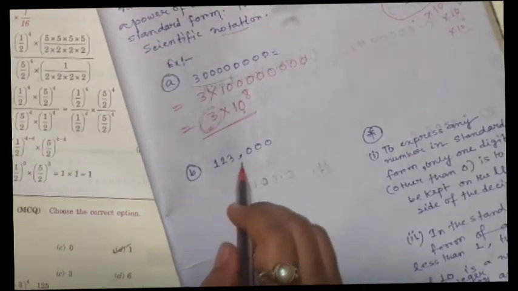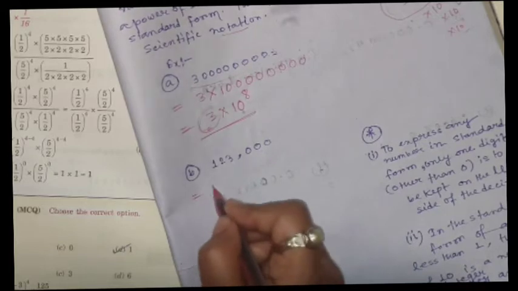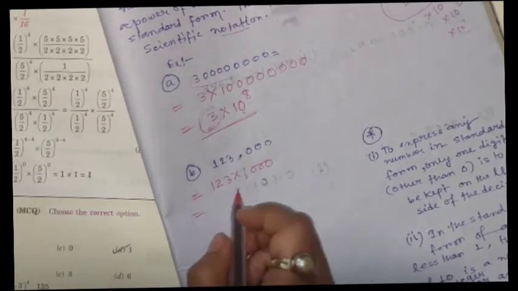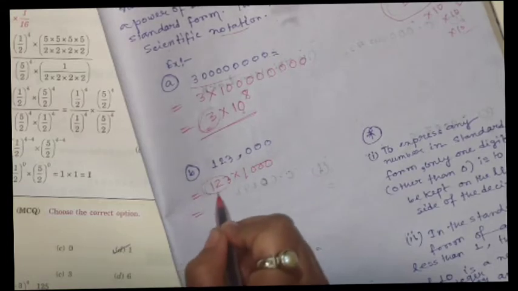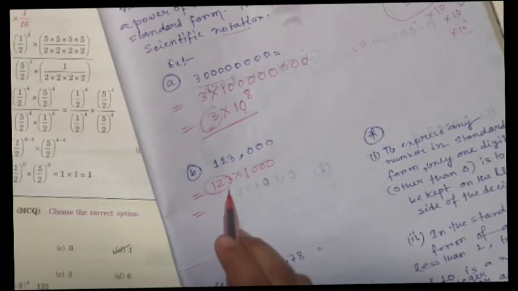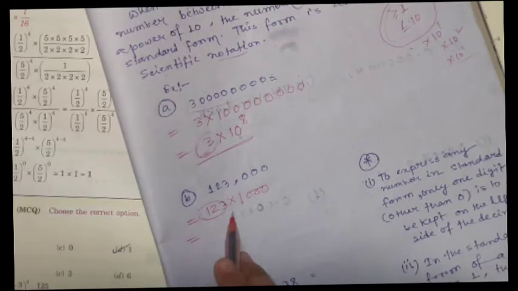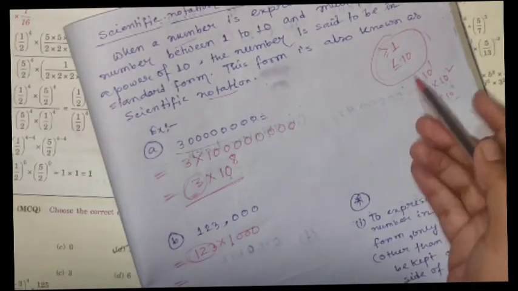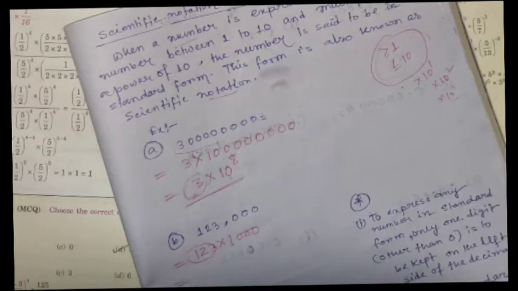Next, 123000. So this is equal to 123 times 1000. So how can you express that? You can see that this is greater than 10, but in standard form the decimal number needs to be less than or equal to 10 and greater than or equal to 1.